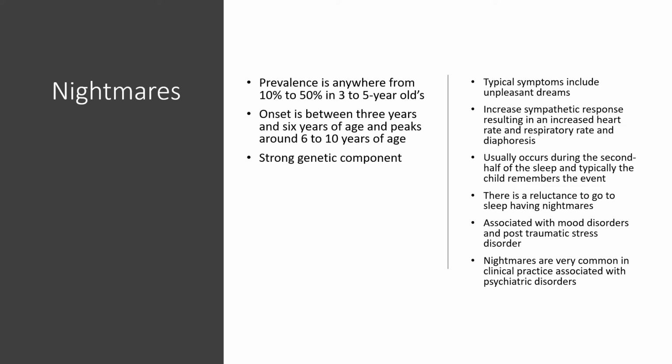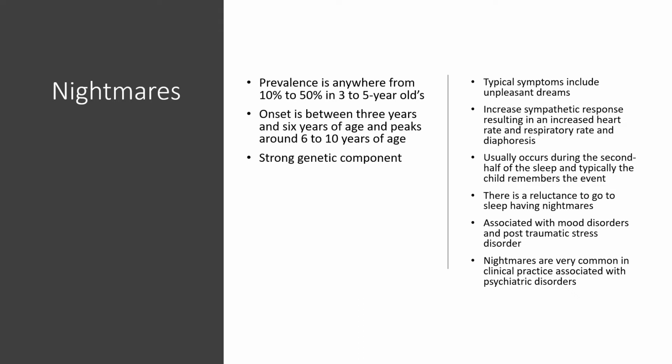The prevalence of nightmares is anywhere between 10% and 50% in the age group of 3 to 5. Onset typically takes place at that age group and peaks around the ages of 6 to 10 years of age. There's a strong genetic component with this. Studies have shown that parents who have nightmares, uncles who have nightmares, aunts, different family members who have nightmares, there's a strong genetic predisposition that you'll get it too.